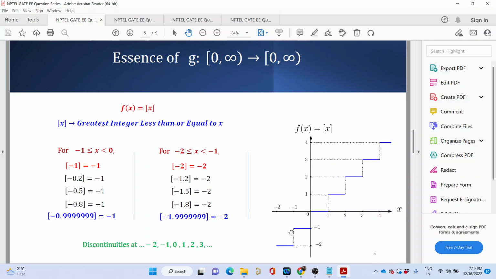Yes, sir. So the value is like this. This is how the box function would look. Just look at this. For minus 0.2, the integer part would be minus 0, that is 0. But what are you getting? You are getting minus 1, right? Did you understand? Yes, sir.